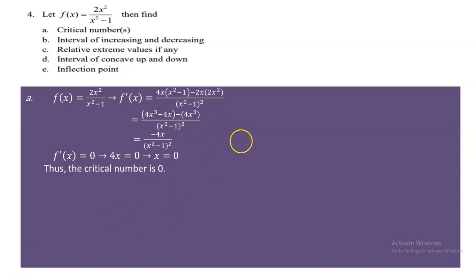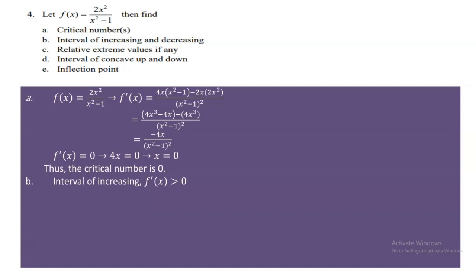Look here, even though 1 and minus 1 make the derivative undefined, they cannot be considered critical numbers because 1 and minus 1 are not part of the domain. At the beginning they are excluded. So the only critical number we have here is 0. Now proceeding to part B, you are asked to find the intervals of increasing and decreasing.